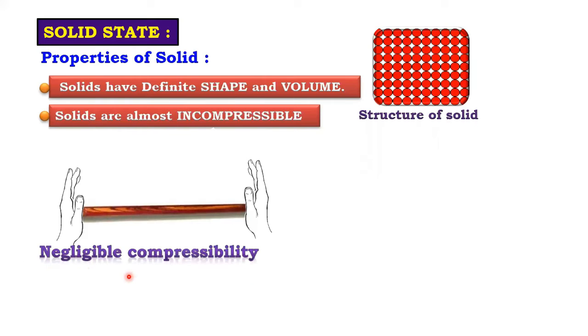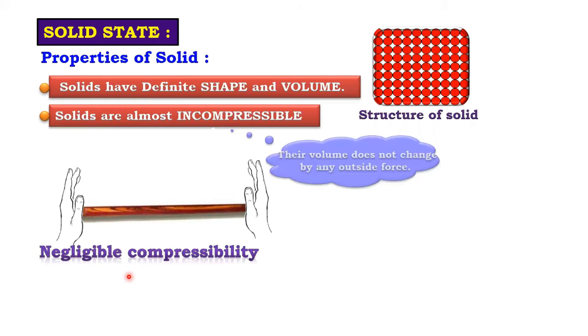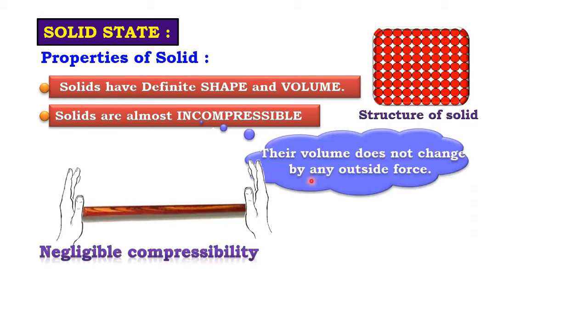Negligible का मतलब क्या होता है? It is close to zero, or very near to zero. Okay. So their volume does not change by any outside force. Even if you apply any outside force, the volume will still remain the same, and therefore it is non-compressible.